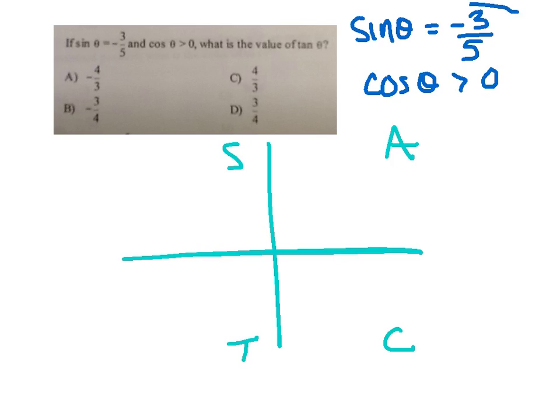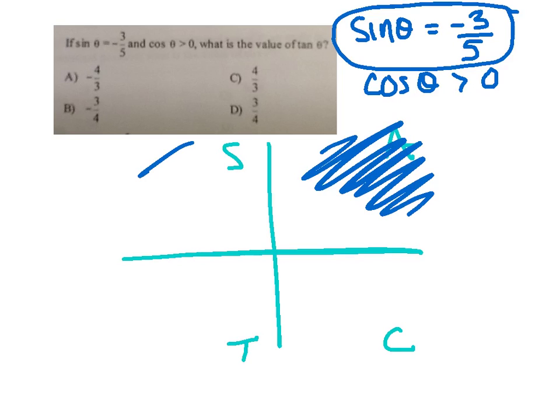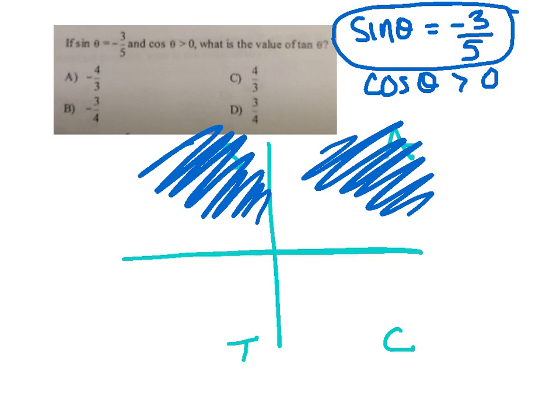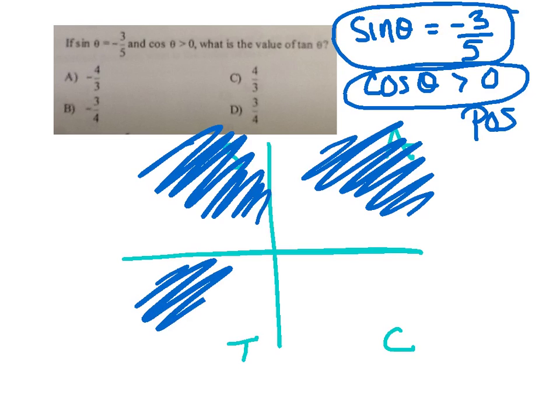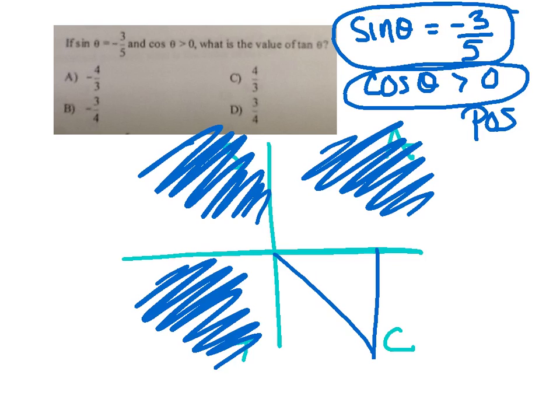Okay, I know sine is negative, so I'm going to kill my All, where it's positive, and the S, where it's positive. And cosine is bigger than 0, so cosine is positive. So I want to be where I see a C, so I'm going to kill this quadrant as well. So I've got to be in the fourth quadrant. Okay, your angle comes down and is perpendicular to the x-axis. Theta touches the x-axis. Okay, we're going to label what we know. Sine theta is negative 3 over 5.